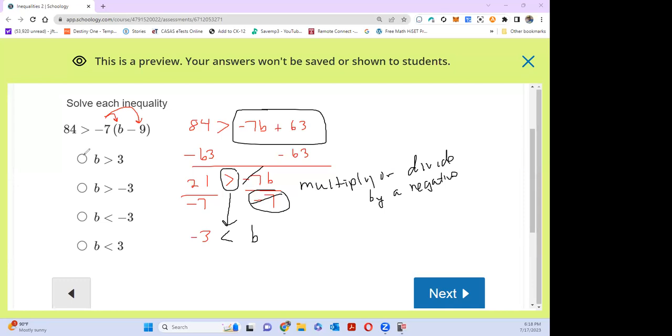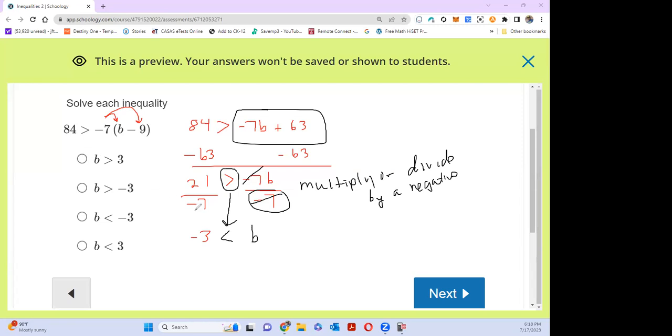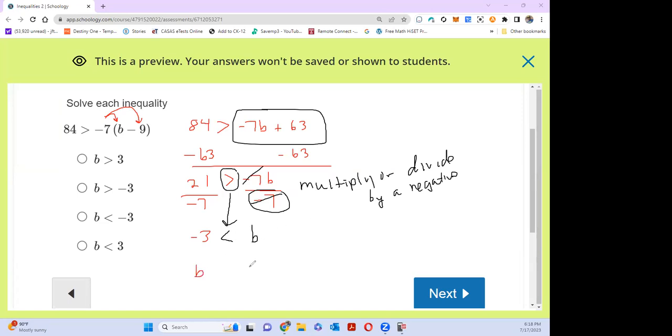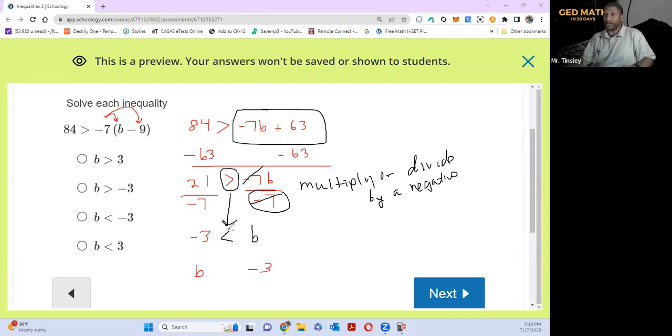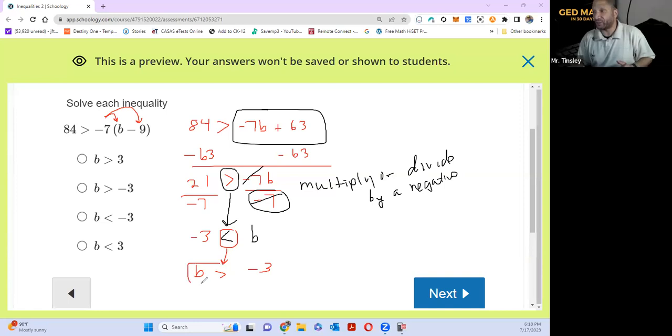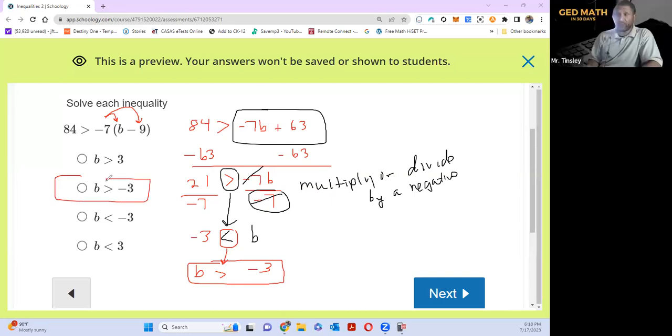But on our answer, the variable's on the left side of the inequality. On our example, you've got to switch it over. So again, all you do is switch the two values. So b goes on the left, -3 goes on the right. But when you switch them, you have to change the inequality again. So your answer is b is greater than -3. Most people get that answer wrong.